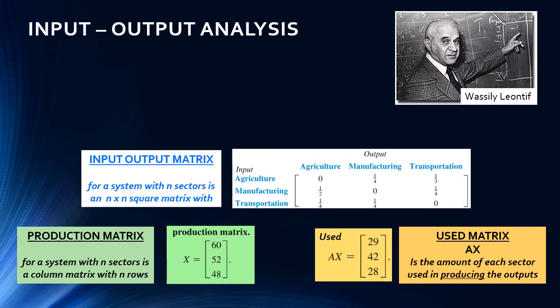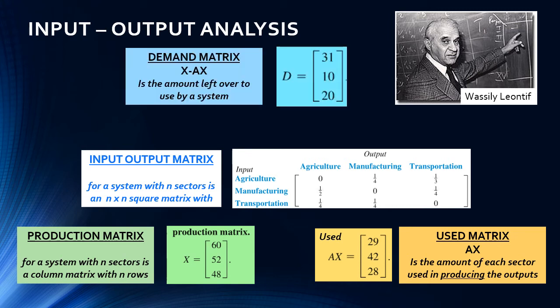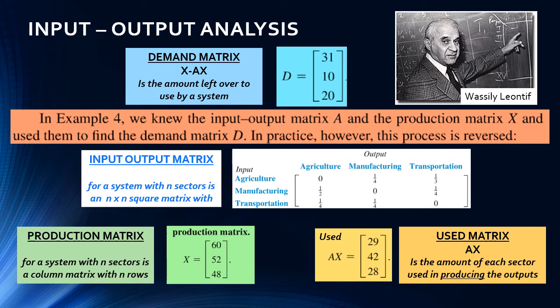And then we figured out a used matrix by multiplying the input-output matrix times the production matrix to figure out how much of each sector was used in the production process. And finally, we figured out the demand matrix, what we would have left over to use in other areas of our society or system. This was found by X, the production matrix, minus the input-output matrix times the production matrix. In example 4, we knew the input-output matrix and the production matrix X and used them to find the demand. In practice, however, this process is reversed. Can you figure out why it would be reversed? I mean, conceptually, why would we need to know the demand before we would know the production?